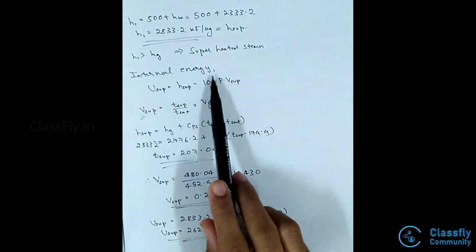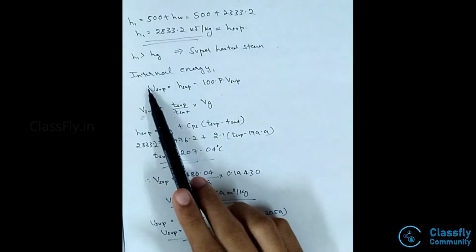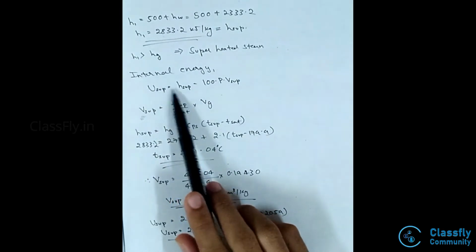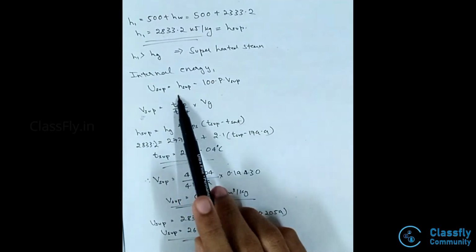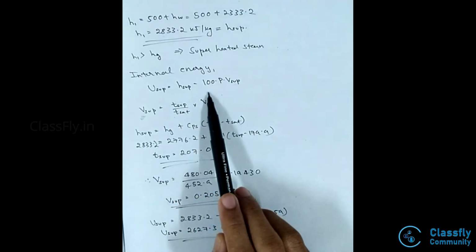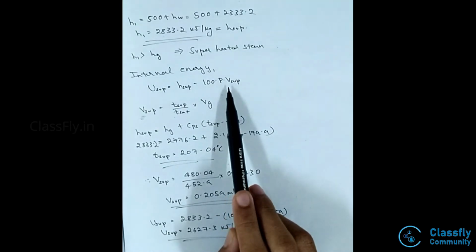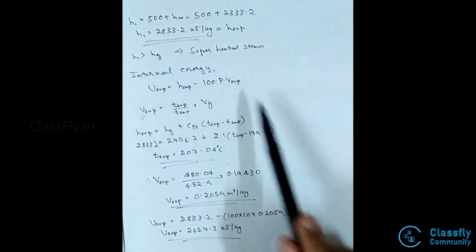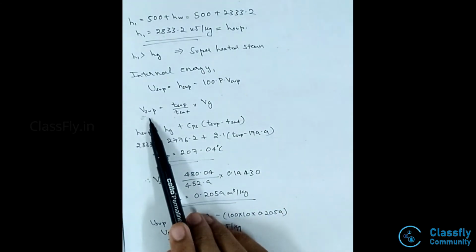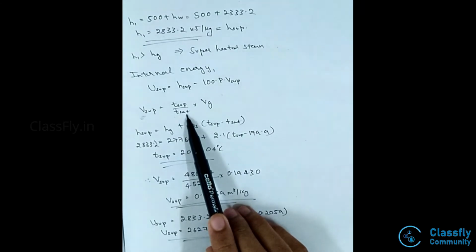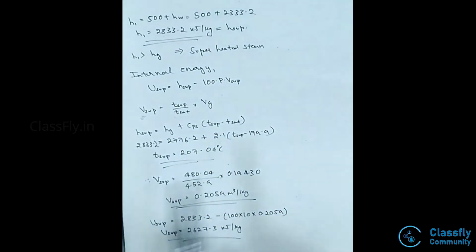Now, to find the internal energy. The formula to find the internal energy of the superheated steam is Usup is equal to the enthalpy of superheated steam Hsup minus 100 into the pressure P into the specific volume of the superheated steam, that is Vsup. Now, Vsup is given as the superheated temperature divided by the saturation temperature into Vg.